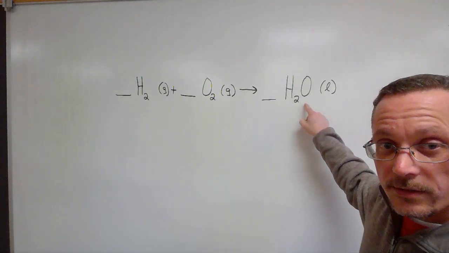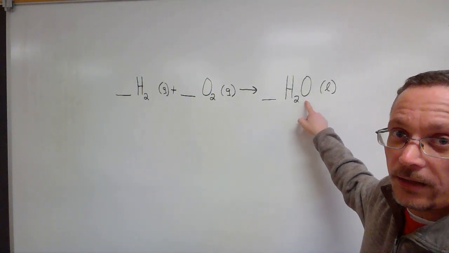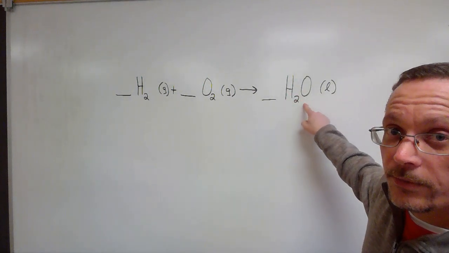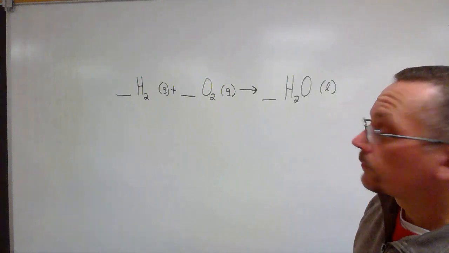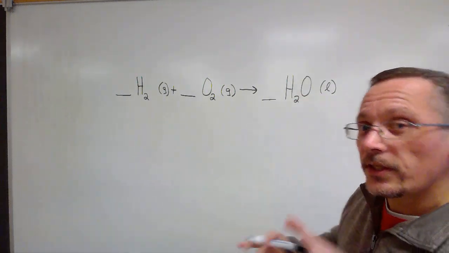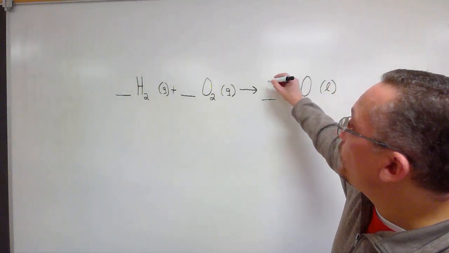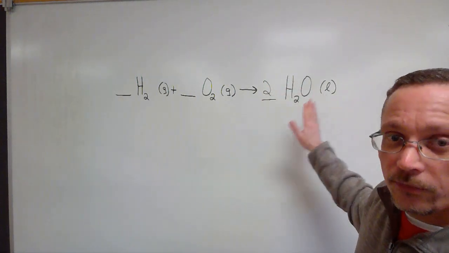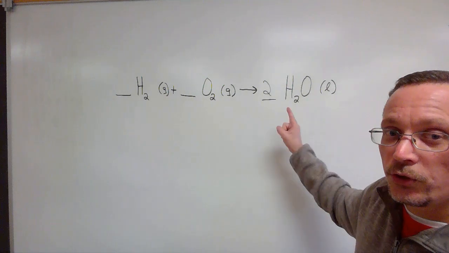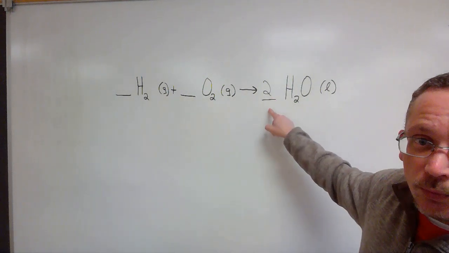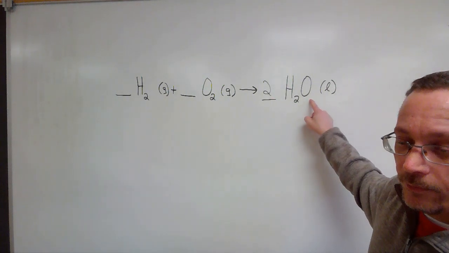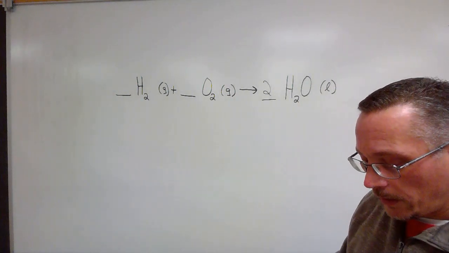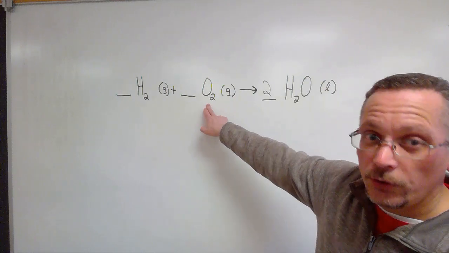Now, if I had twice as many of these, it would work out, right? So you cannot mess with the subscripts. Do not mess with the subscripts. You can mess with the coefficients, and that is all. I'm going to put a 2 in front of that. Now, that doubles the number of water molecules. That makes it 2 water molecules. So in 2 water molecules, each one has an oxygen atom. That means I have now 2 oxygen atoms. And then on this side, I had 2 oxygen atoms.